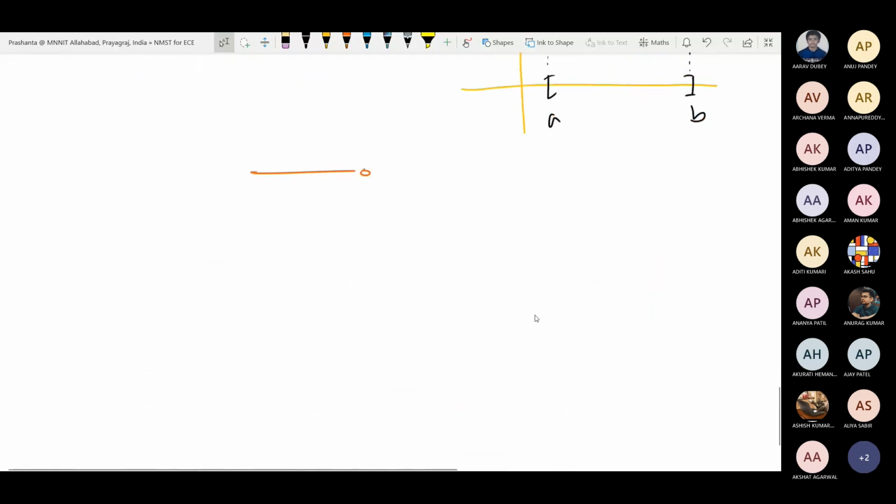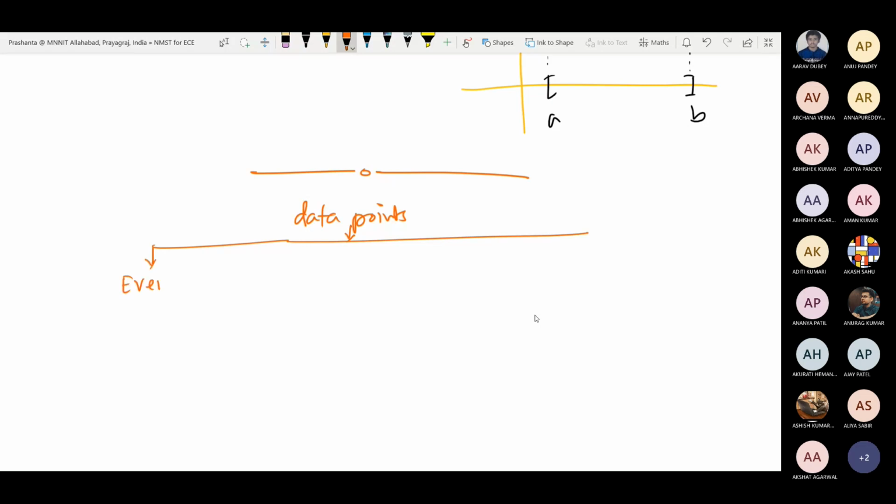So what we are going to do, first we are going to classify the data points into two sets. One will be the evenly spaced data set, and another will be the unevenly spaced data set. So data points will be classified into two parts. Because we are going to learn different techniques to interpolate, to find the polynomial interpolating the data points, in case of evenly spaced data points and in case of unevenly spaced data points. So evenly spaced, and here unevenly spaced.